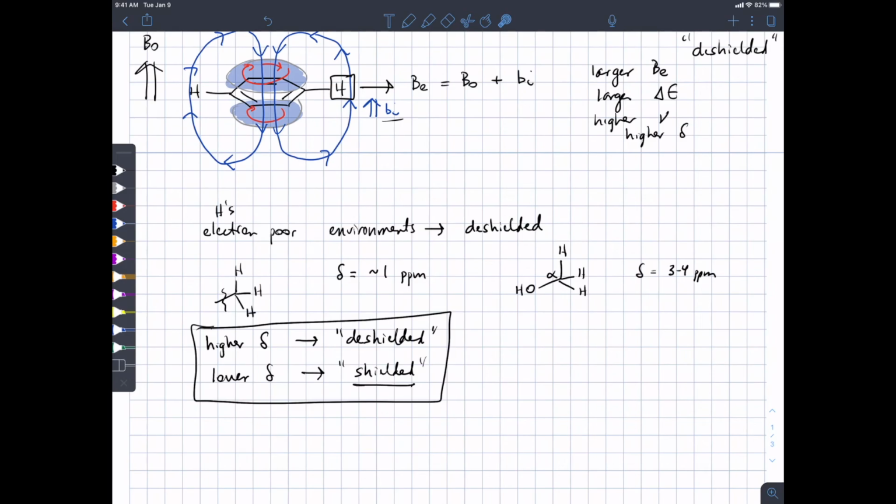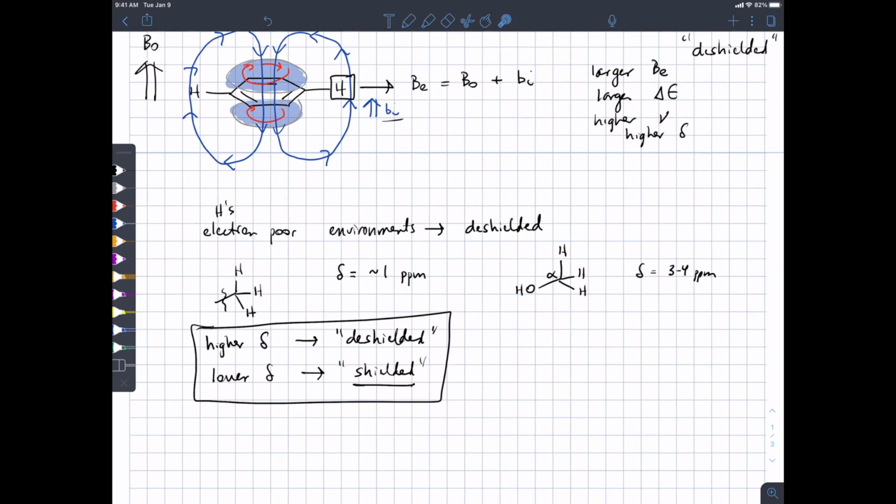Yeah? Does shielding or de-shielding have anything to do with electron shielding, with bigger atoms and the electrons? Say that one more time, please. With the concept of electrons being shielded from the nucleus by inner core layers? No, it's a different phenomenon. Yeah, okay. Anything else?